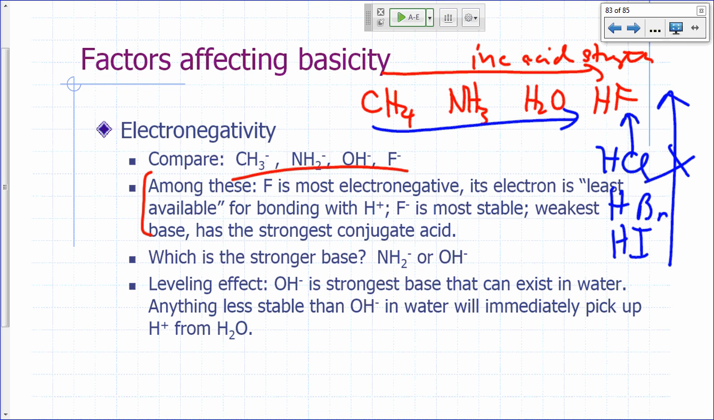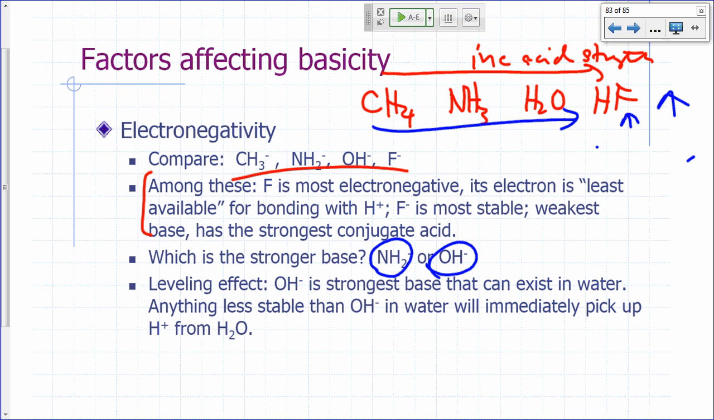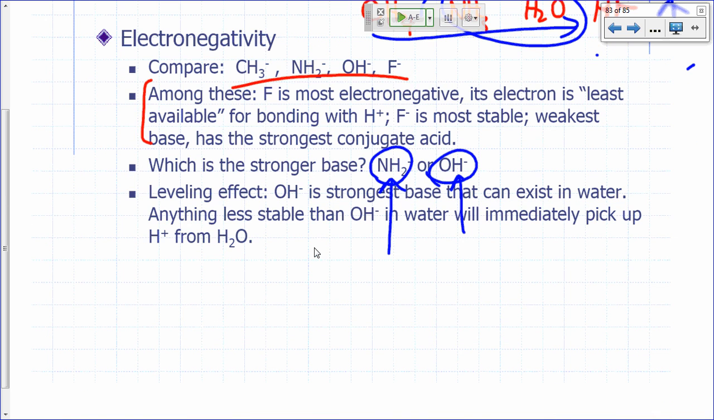So let's use the idea of charge density to explain this then. What can you do with charge density? Let's compare NH2 minus versus hydroxide. Why is NH3 a weaker acid than H2O? Why is water a better proton donor? You compare NH2 minus and hydroxide. Which one would be the stronger base?